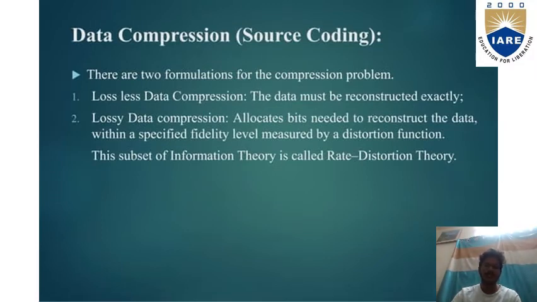Data compression. There are two formulations for the compression problem. The first one is lossless data compression, where the data must be reconstructed exactly. Lossy data compression allows bits needed to reconstruct the data within a specified fidelity level measured by a distortion function. This is a subset of information theory called rate distortion theory. This is about data compression, which means the source coding.